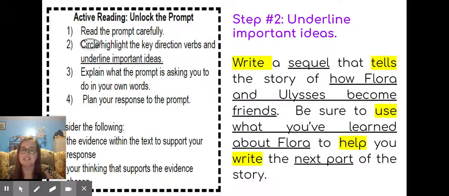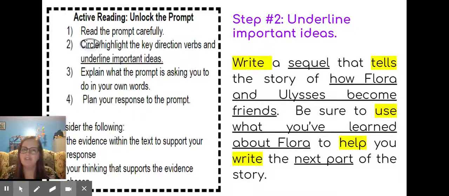So this is step 2 continued: we need to underline important ideas. So important ideas, they want us to write a sequel, not a summary. So they don't want us to tell them what happened in the story that we read. This is a sequel. They want us to keep the story going. So we're not going to say, in the story, Flora did blank. In the story, Ulysses did blank. Because we're writing a sequel, not a summary. So we're creating our own story.